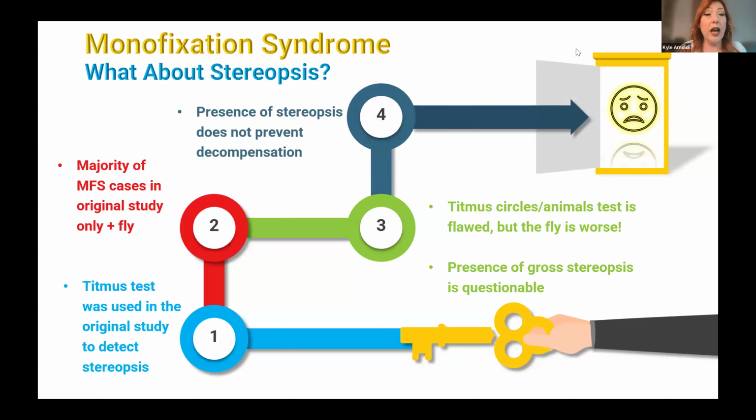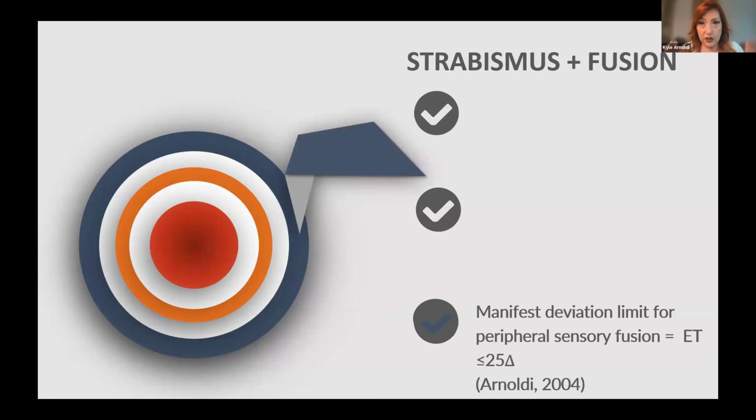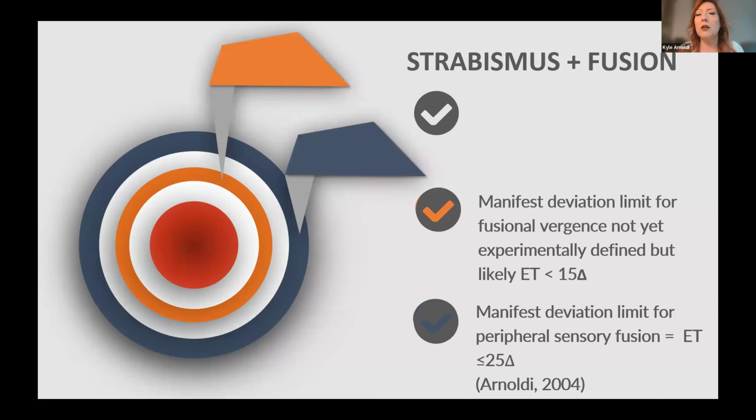But frankly, the presence of stereopsis does not prevent decompensation. Certainly, it's a sign of a very fine surgical result in a very small angle, but it doesn't really protect the patient going forward. In fact, since that original study, we've learned a lot more about the presence of binocular vision in manifest strabismus. We now know that the manifest deviation limit that is still consistent with peripheral sensory fusion is up to 25 prism diopters in esotropes, less than that for exotropes, and even less than that for vertical monofixation. We haven't yet experimentally defined the limit of a manifest deviation that would allow motor fusion, but undoubtedly it's going to be less than that 25.